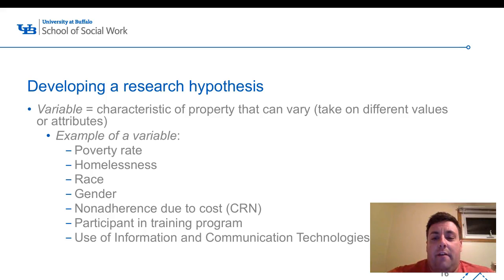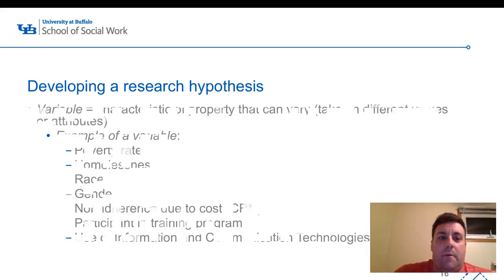That simply means that a characteristic could take on different values or different attributes. Just about anything can be a variable, and I've listed some examples right there: poverty rate, homelessness, race, gender, religious affiliation, religious preference, substance use, smoking status, age, right? All of these things are variables. We'll circle around next week and talk more about different types of variables. We're gonna introduce those today, but we'll circle back to them as well.